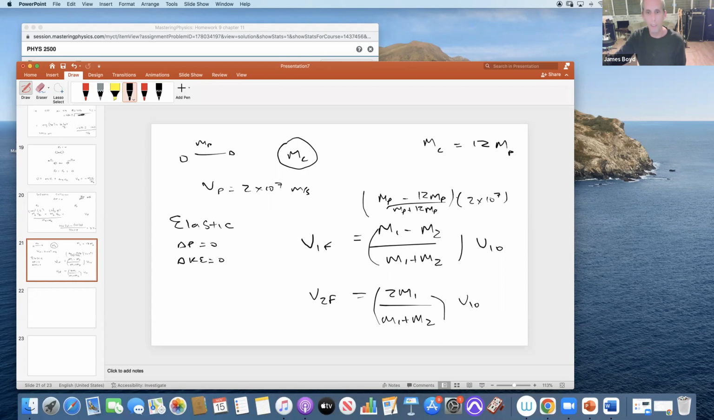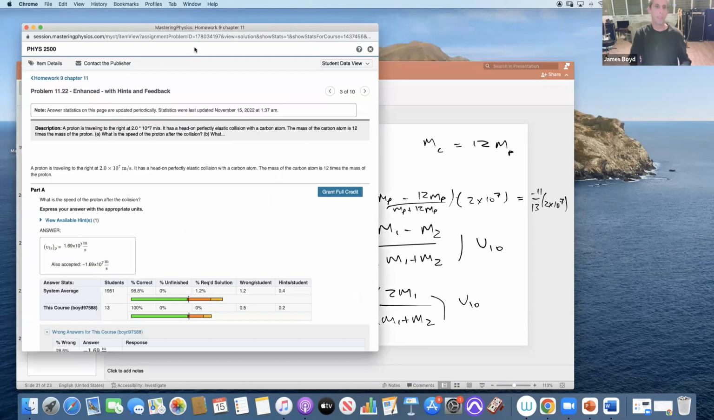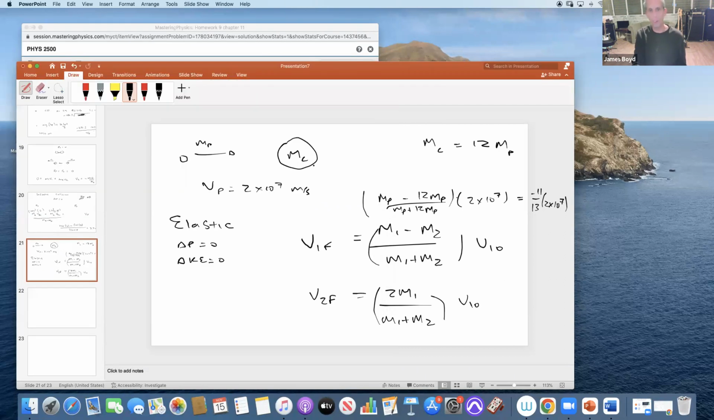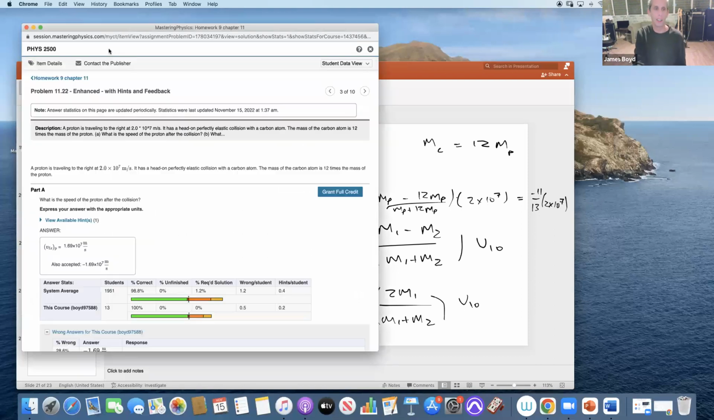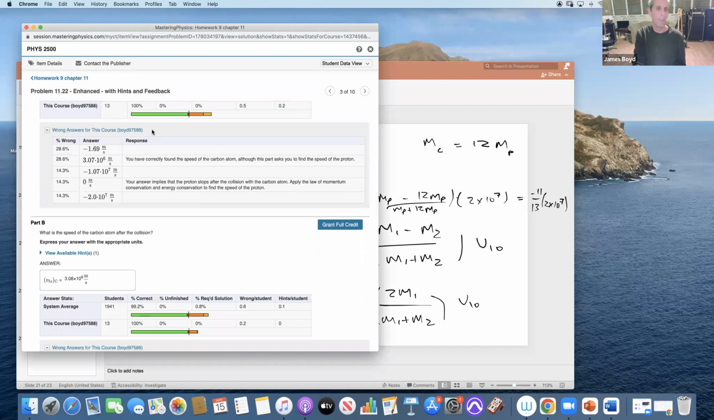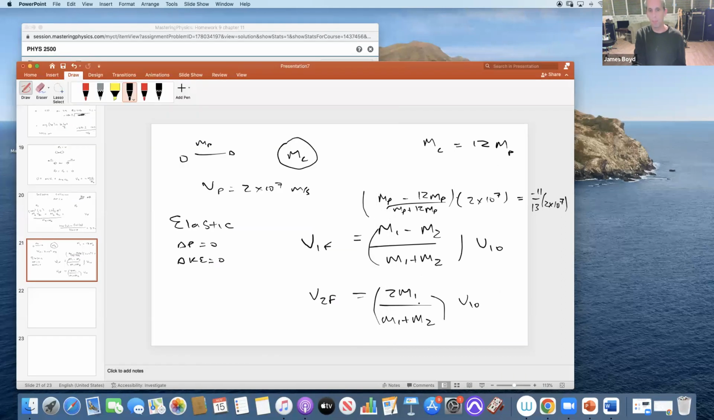Now this is 1 minus 12 over 13. So this is negative 11 13ths, 2 times 10 to the 7th. That is 11 divided by 13 times 2, which is 1.69 times 10 to the 7th with a negative sign. It hits this big old carbon atom and it gets knocked right back the way it came in an elastic collision. What is the speed of the carbon atom?